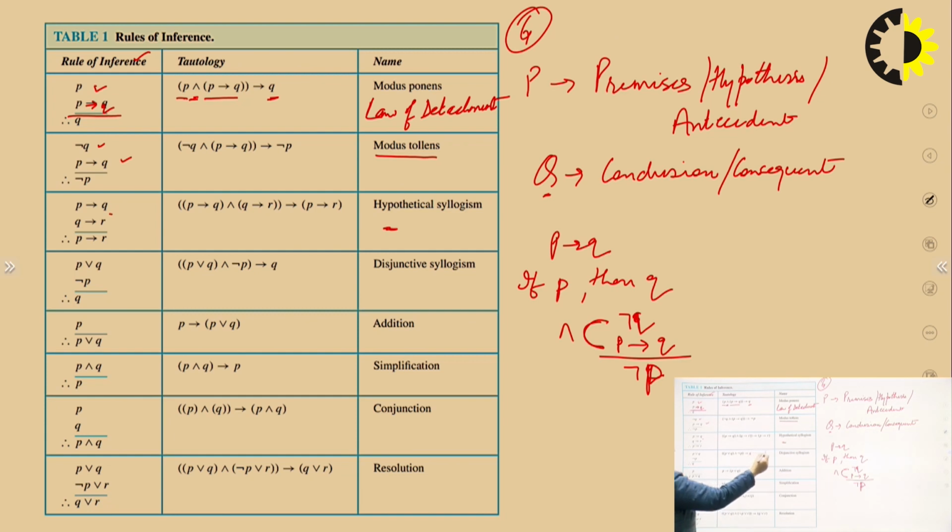Now, what is hypothetical syllogism? Hypothetical syllogism says that if we have P to Q and Q to R, that is, P conditional Q and Q conditional R, what will the result be?